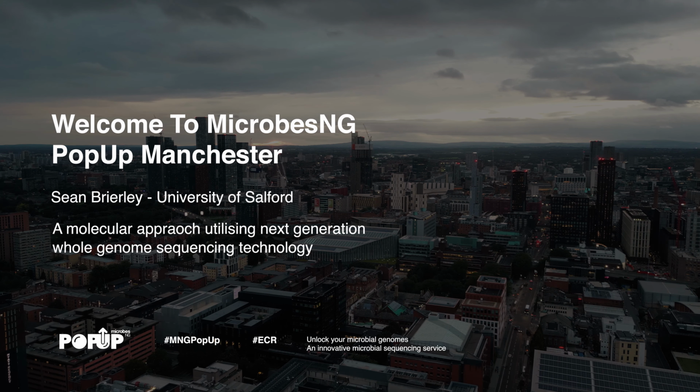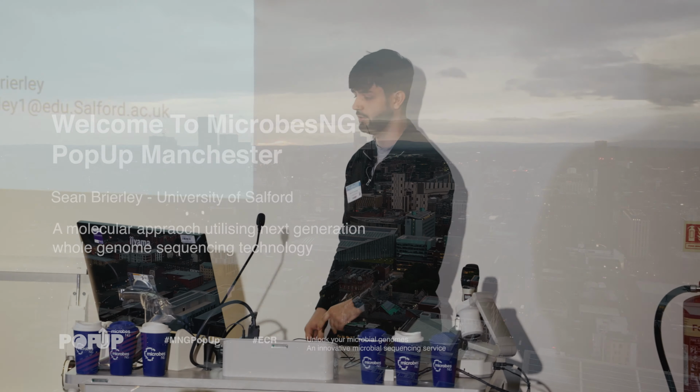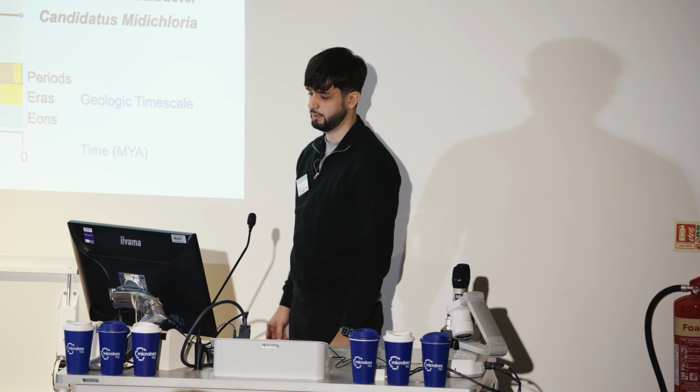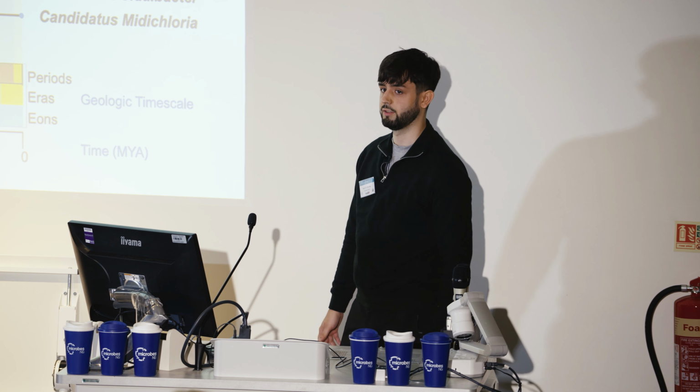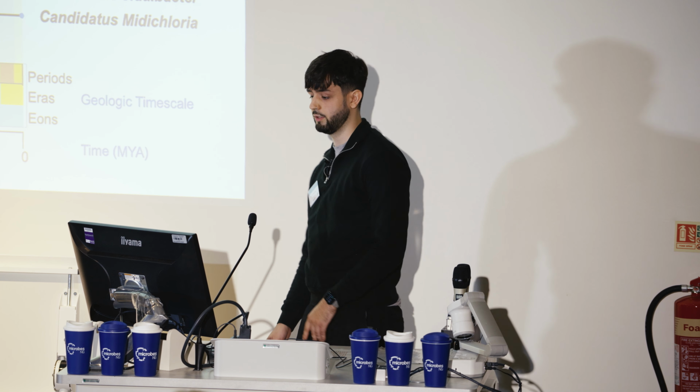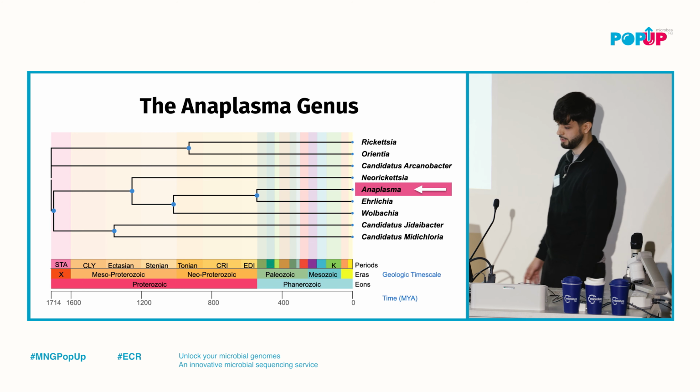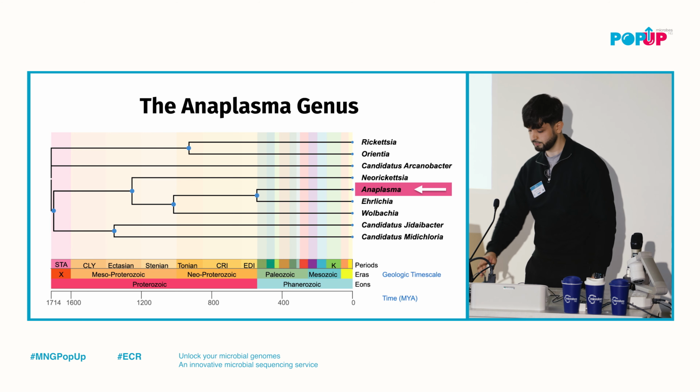Today I'm going to talk to you about Anaplasma phagocytophilum sequencing technology to explore its diversity in epidemiology. To give you a bit of context, this is the Rickettsialis order, and the Anaplasma genus is thought to have evolved around 500 to 600 million years ago at the end of the Neoproterozoic.